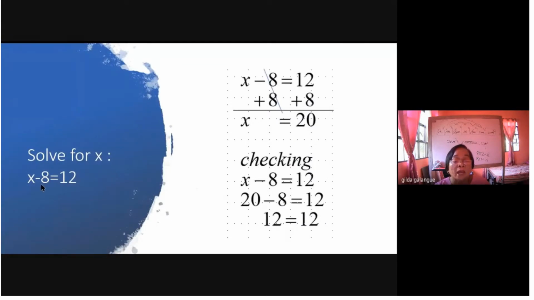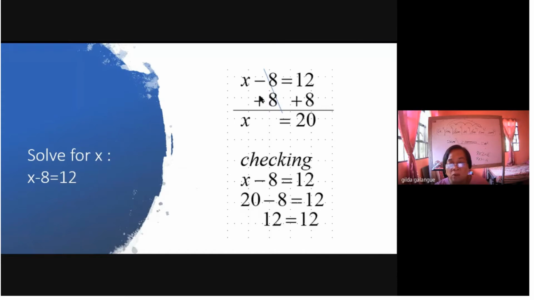We are in the next number. Solve for x. x minus 8 equals 12. What is the opposite of negative 8? The opposite of negative 8 is positive 8. We must eliminate negative 8 on the left side of the equation. So we will add positive 8 on both sides of the equation.